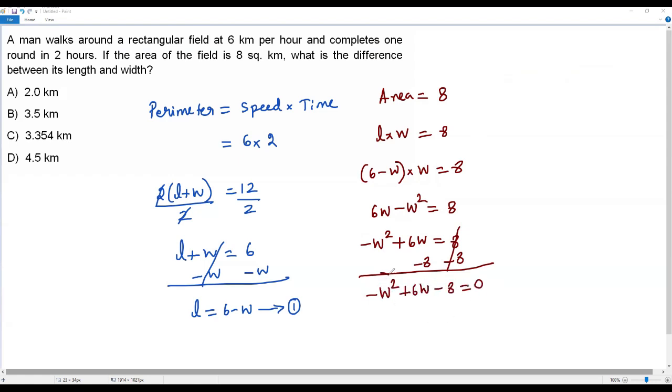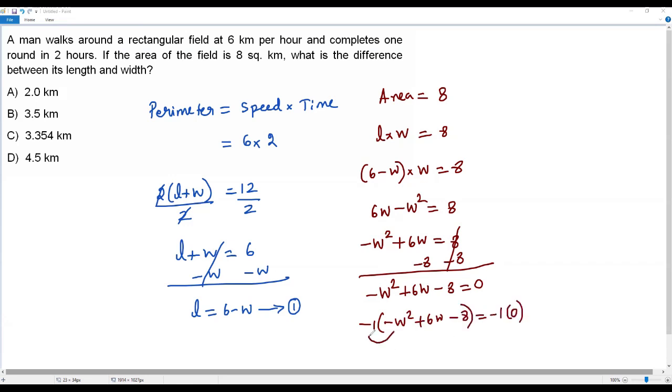Usually we keep the leading term as positive, but here the leading term is negative. So to make this leading term positive, we can multiply both sides of the equation by negative 1. That is negative 1 times negative W square plus 6W minus 8 equals negative 1 times 0.